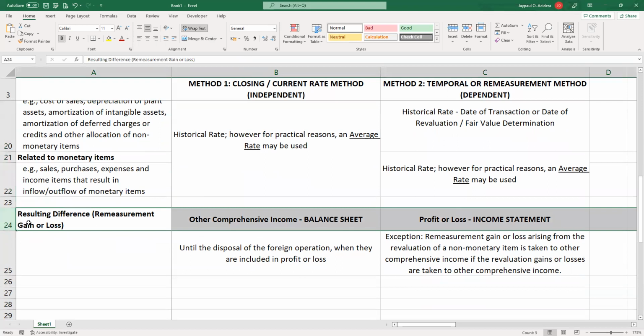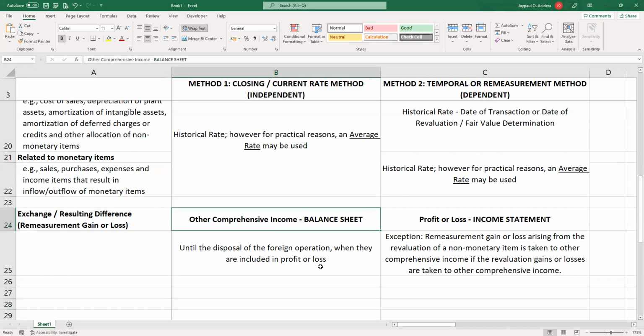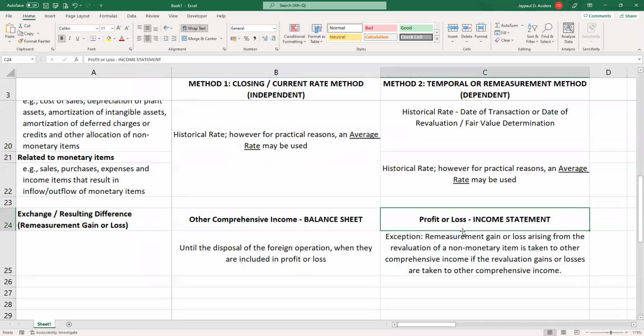Then finally, for their key difference, yung resulting difference, which is ito yung nasa key definition natin kanina, yung tinatawag nating exchange difference. So exchange or resulting difference. Kapag method 1, we record it under the balance sheet, okay, OCI. Pag method 2, we record it under the income statement or in our P&L or profit or loss. Okay, so we call it remeasurement gain or loss, parang yung foreign currency transaction gain or loss.